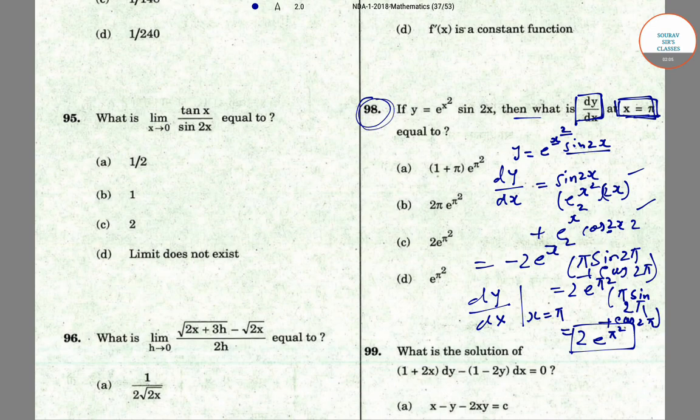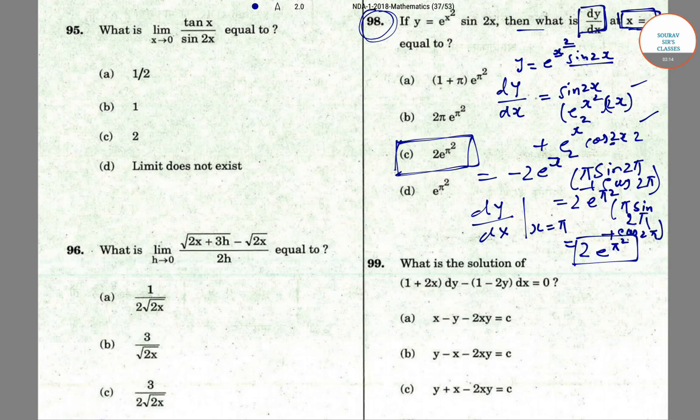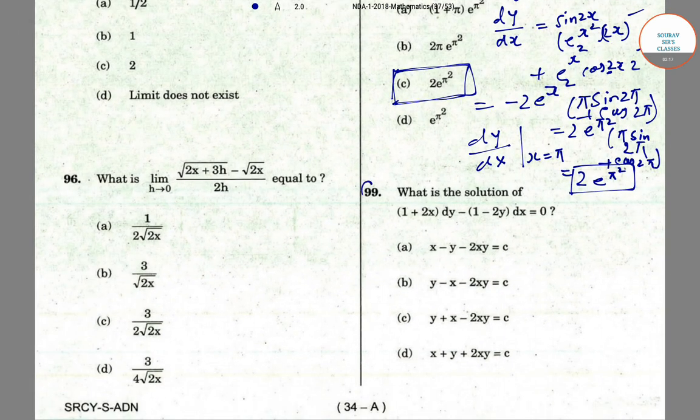So for question number 98, as you can see, the right answer would be option C. Now we'll go to the next question, that is question number 99.